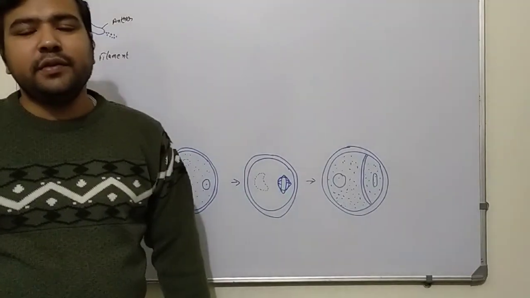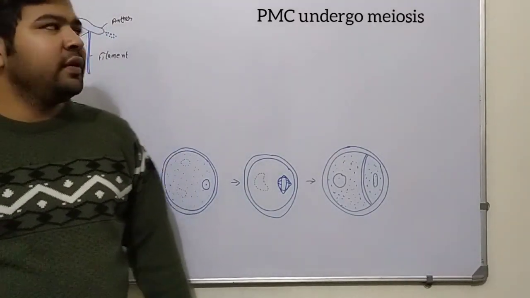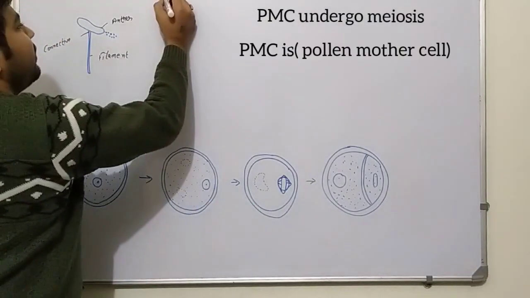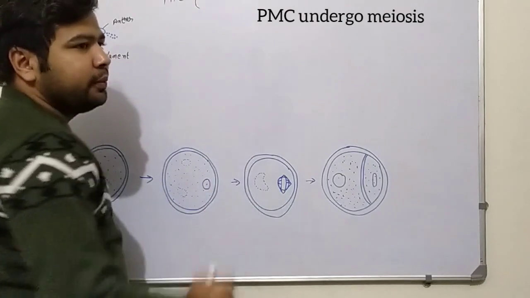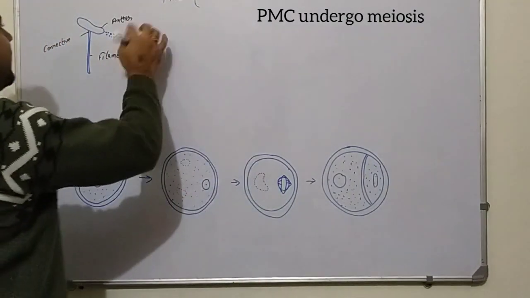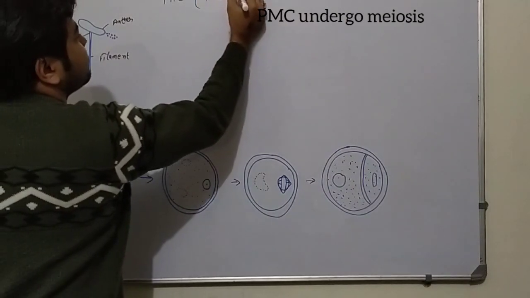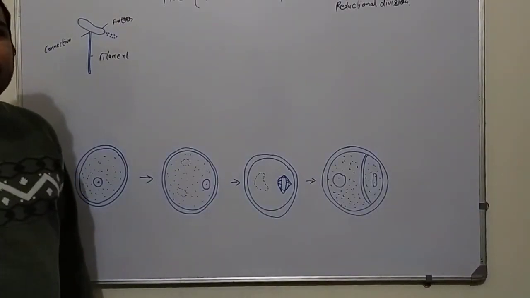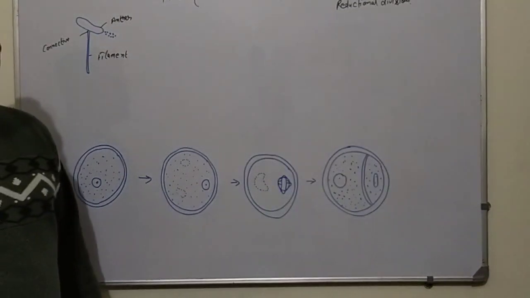Pollen grains are produced when PMC undergoes meiosis. PMC means pollen mother cell. When the pollen mother cell undergoes meiosis, that is reductional division, pollen grains are produced. When the pollen grain reaches maturity level, it contains two layers.